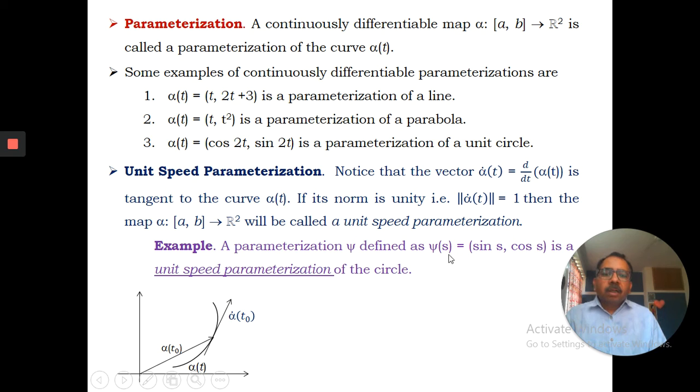Examples are: consider psi(s) = (sin s, cos s). This is a unit speed parameterization of a circle. But here alpha(t) = (cos 2t, sin 2t) is also a parameterization of a circle, but it is not a unit speed parameterization. So take its derivative: alpha dot(t) is (-2 sin 2t, 2 cos 2t). If you find its norm, it comes out to be 2, whereas here the norm is 1. So this is a unit speed parameterization of the same circle, of which this is another parameterization.